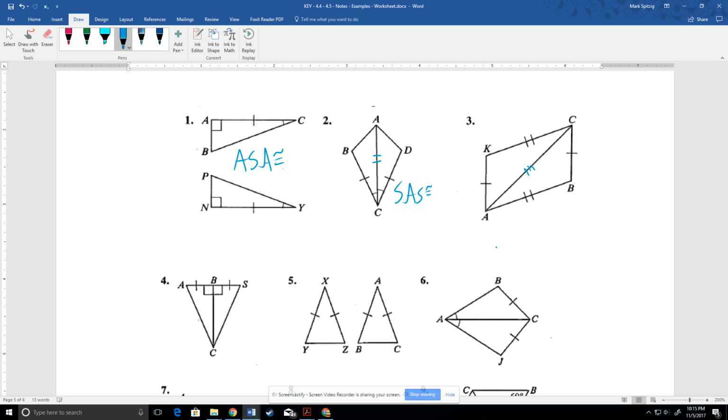In this case, we have all 3 sides. Down here, we have a reflexive side that I marked. So side, the right angle is on the other side. So that's side, angle, side. Again, they're right triangles, but that doesn't mean anything.